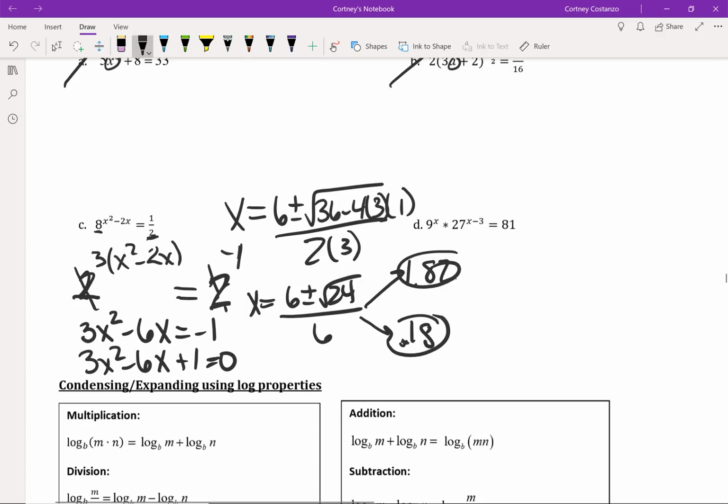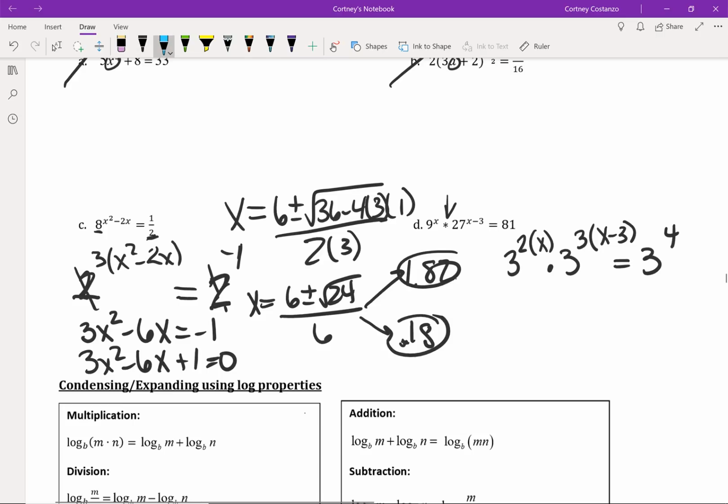All right, letter D, very similar, but it looks different because it has this multiplication sign here. So again, I still want to get all in terms of bases of 3 in this case. So 3 to the what power is 9? Hopefully everybody agrees that's 3 squared. 3 to the third power is 27. And 3 to the fourth power is 81. I now have common bases.